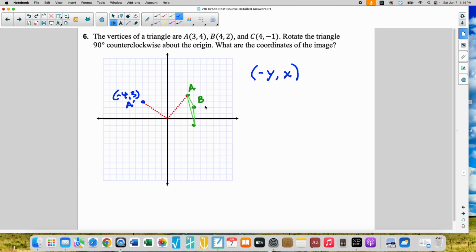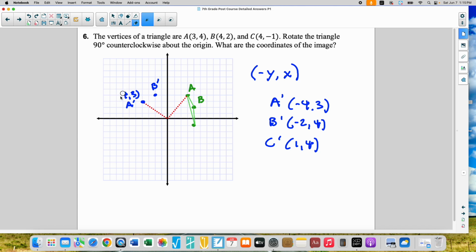So my A prime ended up being -4, 3. We flip them and take the opposite of my y. My B prime, let's flip it and take the opposite. My C prime, let's flip it and take the opposite of my y value. And those are the 3 points. So -2, 4, 1, 2, 3, 4 would be my B prime. Let's erase this. We can get this out of the way because we have a record of it. And my C point is 1, 4. Boom. And kind of looks like it, right?